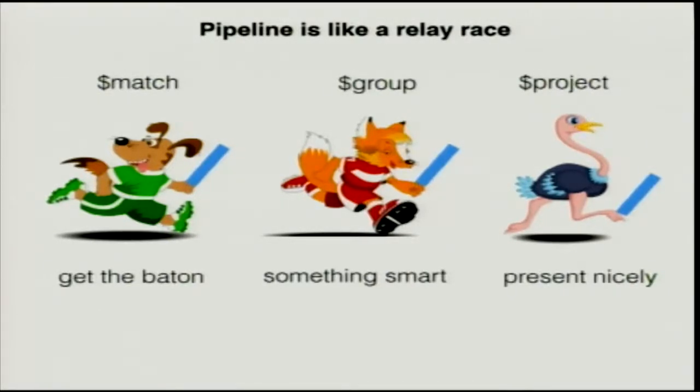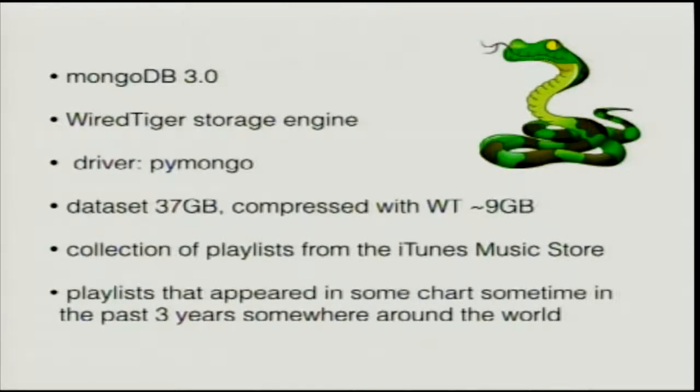And let me tell you a little bit about the data set we're going to work with. I've also prepared some live demos, and this is built with MongoDB. We're using MongoDB 3.0, the new WiredTiger storage engine, which gives us compression. pymongo is obviously the driver we are going to use. It's maintained by MongoDB themselves, and it's a pretty well-maintained driver. It's always up to date. It's really good. And we're working on a data set of 37 gigabytes, which compressed with WiredTiger gives us about 9 gigabytes of RAM.